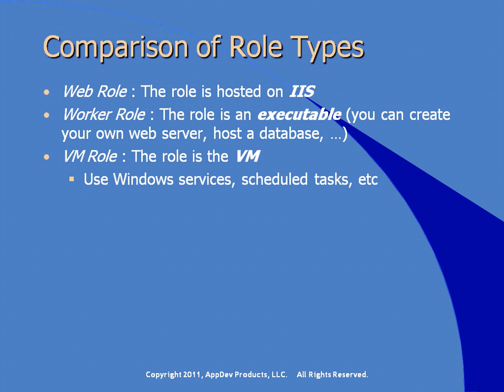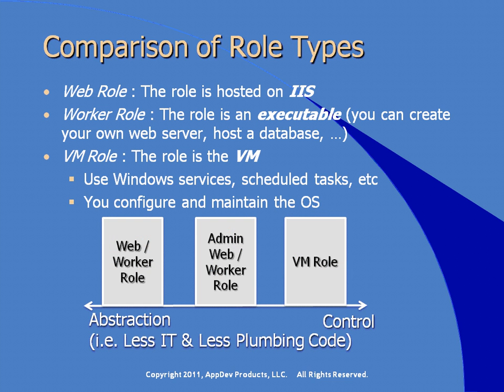Using a VM role, you can use Windows services, schedule tasks, and you can configure and maintain the OS. The primary difference between a web role and a worker role is the support for IIS. The web role is tooled to present an interface through IIS hosted websites and web applications. In contrast, the worker role is flexible and open-ended. Most types of applications can be hosted in a worker role, including those that use non-.NET languages or run unmanaged code.